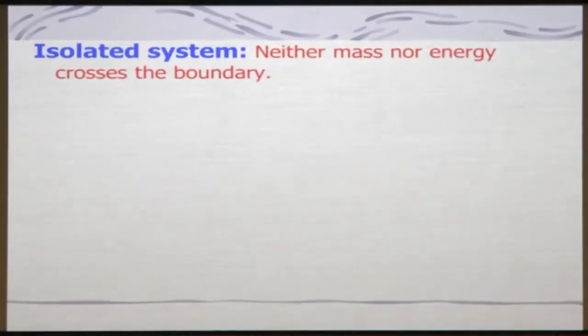When neither mass nor energy is crossing the system boundary, we call it an isolated system, right. That means, what will be happening in an isolated system? Is it having any applications? There is no energy interaction, and there is no mass changing or coming in. That means there is no mass interaction as such. Then we call it an isolated system. We will be using it sometimes, but under what condition will we use it? Any idea?